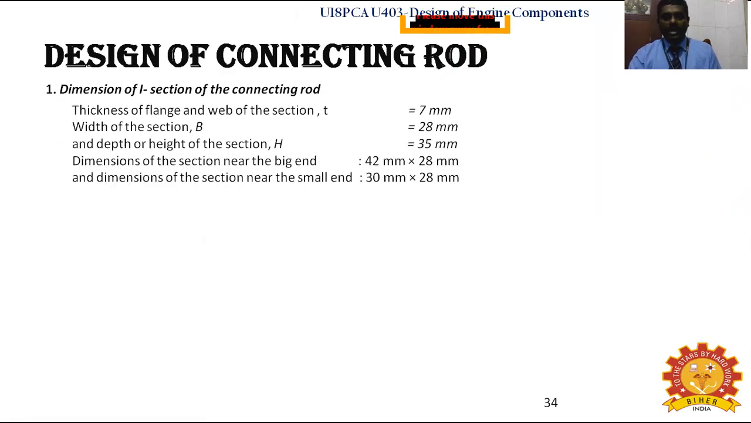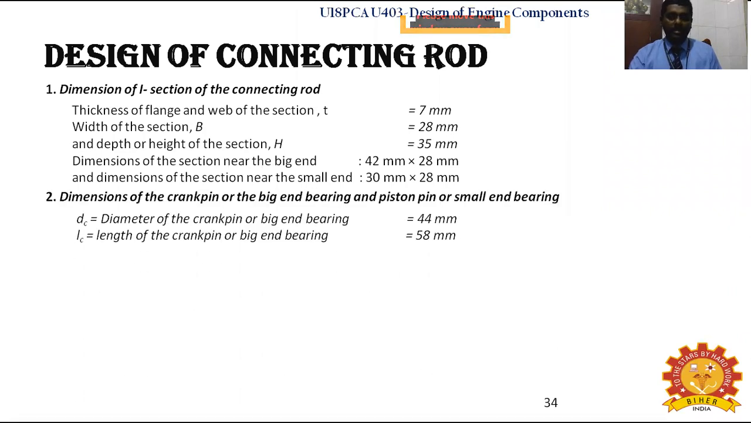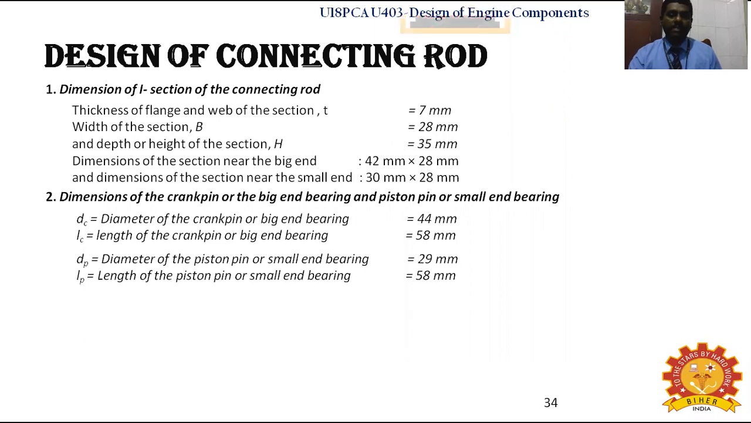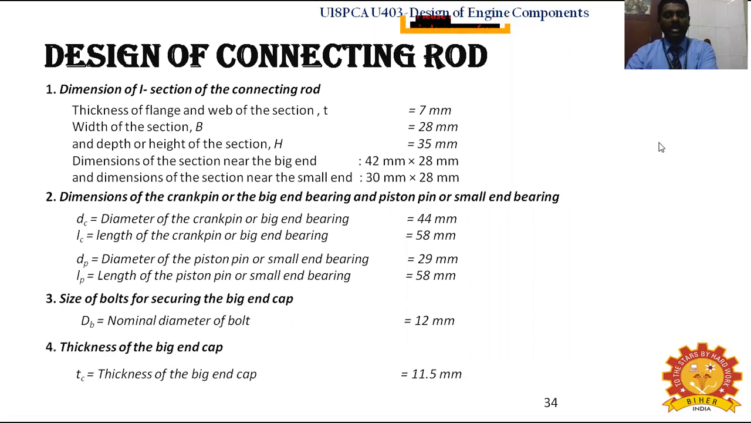So we have identified all the dimensions. Finally, you are going to write all the identified dimensions. The dimensions of the I section of the connecting rod we have identified, and also the dimensions of the crank pin at the big end bearing side as well as the piston end side. You are making a summary of all the dimensions, and then the size of bolts for securing the big end cap, and finally the thickness of the big end cap.